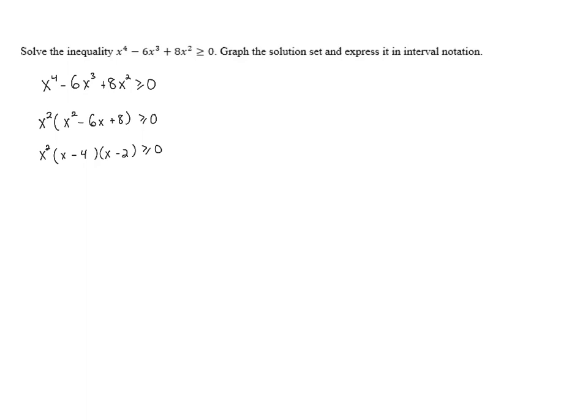Now we set each factor equal to 0. x squared equals 0, x minus 4 equals 0, or x minus 2 equals 0. And solving each of these, the first one, x squared equals 0, only has one solution, x equals 0. The next one has x equals 4 as a solution, and the last one has x equals 2 as a solution. So we can make our number line, and we know that it needs to include the numbers 0, 2, and 4.